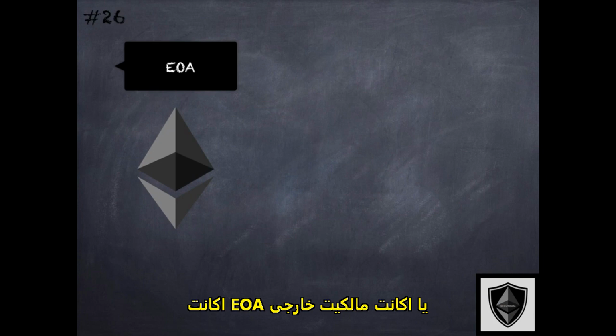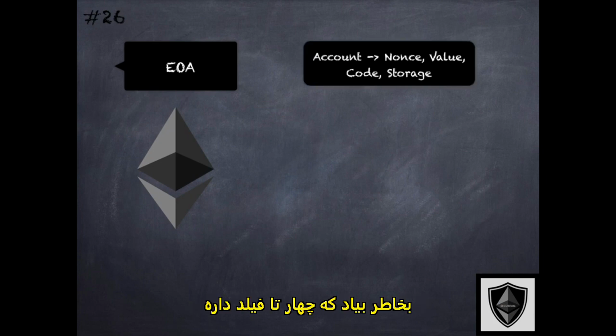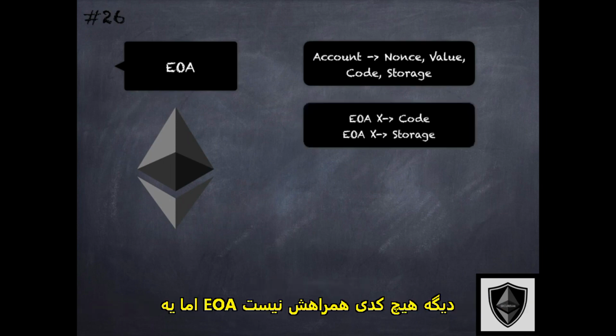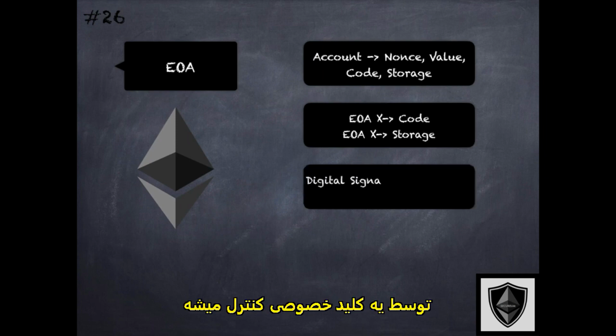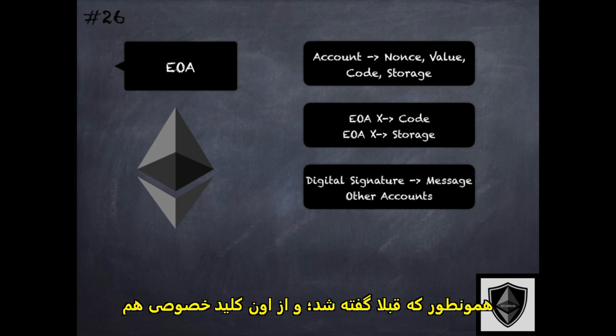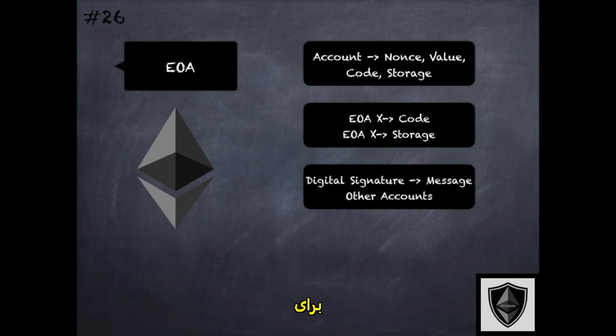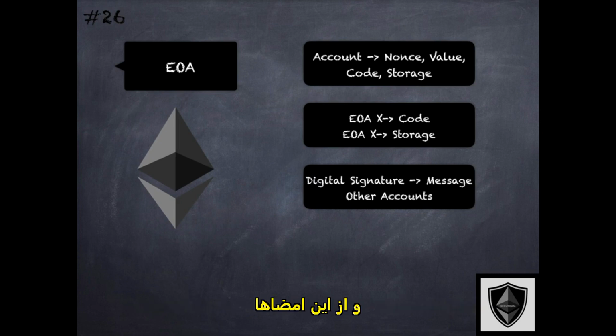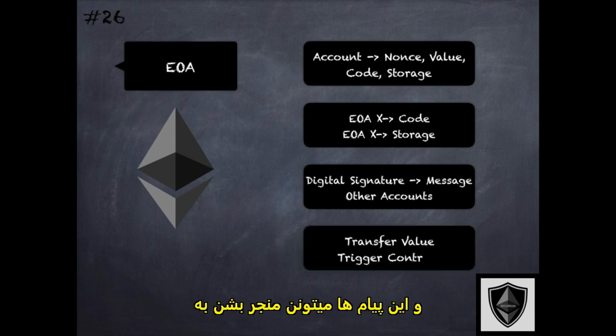EOA, externally owned account. Recall that an account has 4 fields. It has a nonce, it has a value, code, and storage. But an externally owned account does not have any associated code or associated storage. It's controlled by a private key, as mentioned before, and that private key is used to create digital signatures from that account. And these signatures can be used to sign transactions from that EOA, which can trigger messages from that EOA to other accounts. And these messages can result in transfer of value, or they can trigger smart contracts.